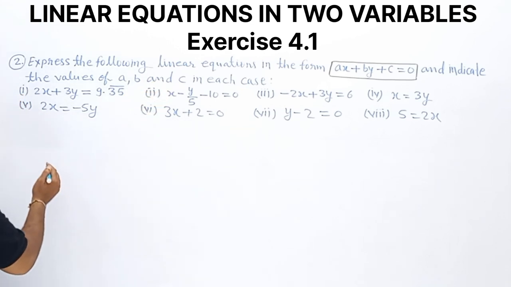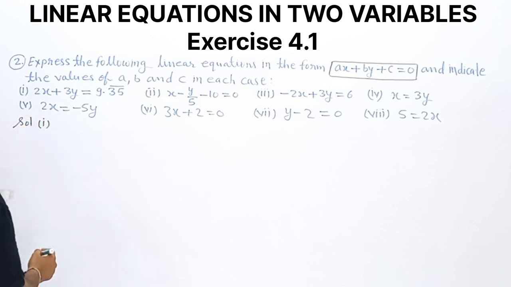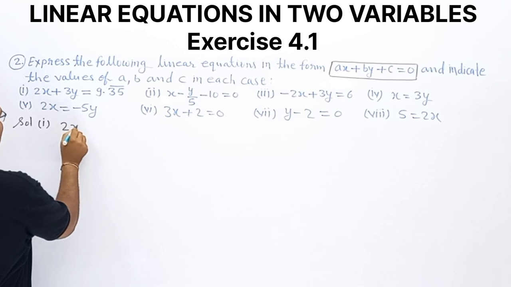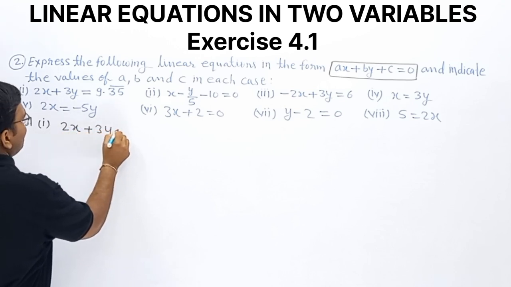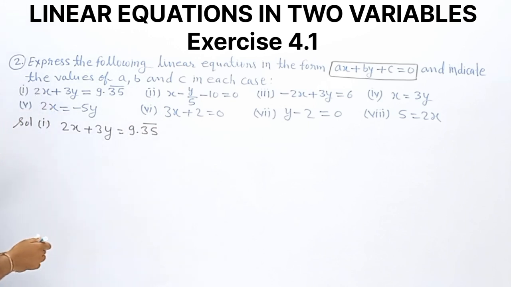So I am taking question number 1. What is question number 1? 2x plus 3y equal to 9.35 bar. First we will note that this is a linear equation in two variables. x and y are the two variables, and it is linear because the maximum power of the variable is 1, which means degree 1.